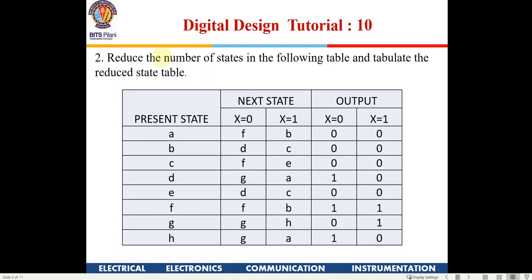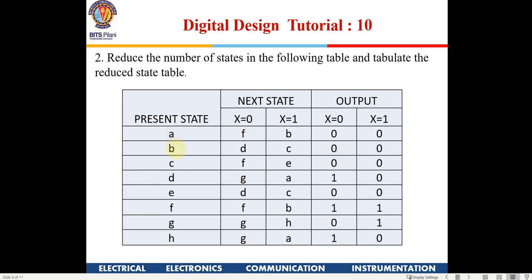Okay, so this is the next type of question. Reduce the number of states in the following table. Once we make the state table, like we have used K-maps and QM method for optimization of combinational logic, similarly we have this kind of table. It is again equivalent to a K-map, where visually we see it and try to reduce the function. So this is the table, we need to reduce it. We have to see if we can optimize some flip-flops.